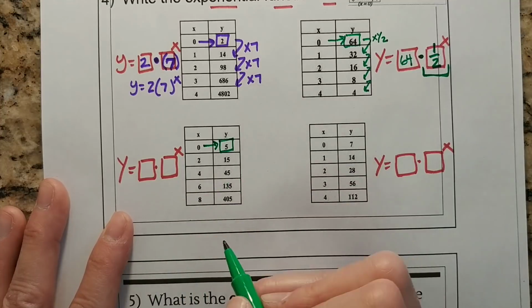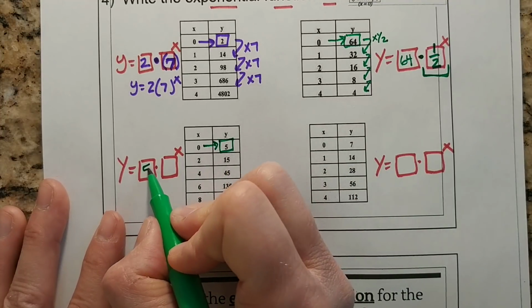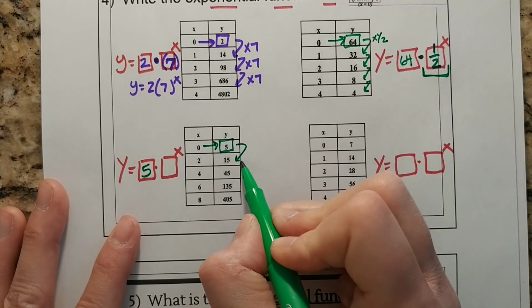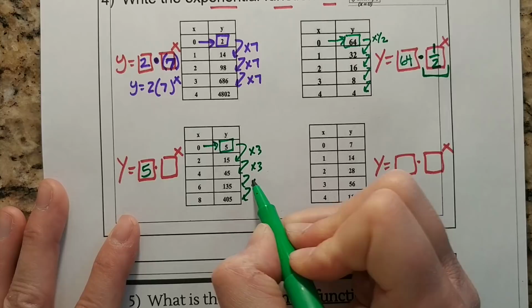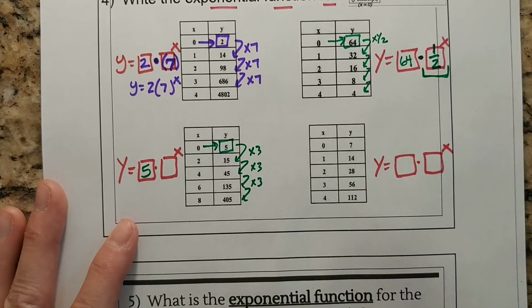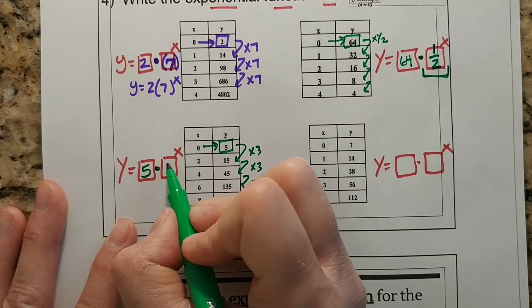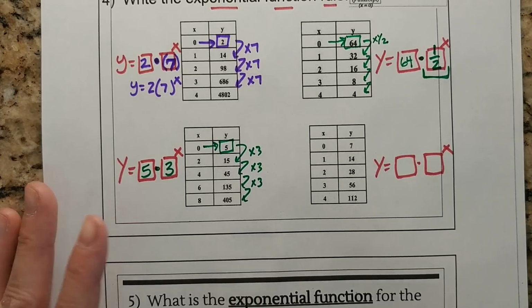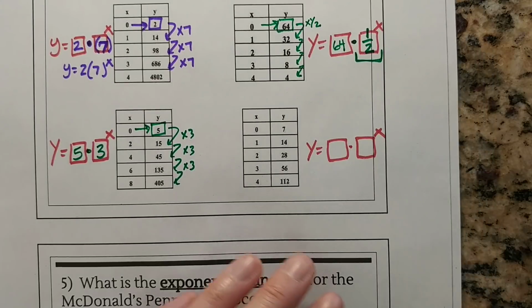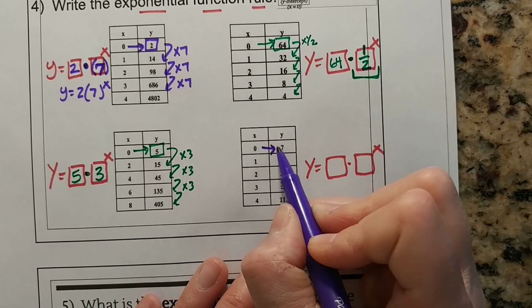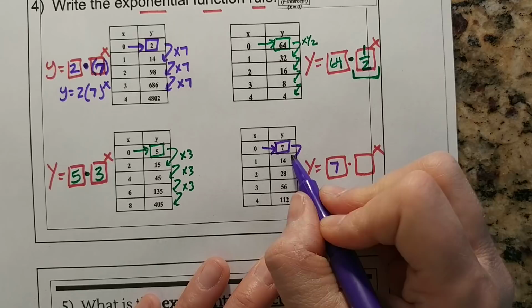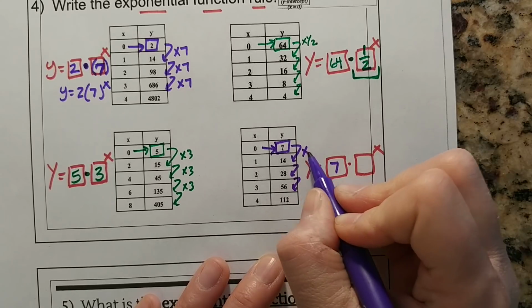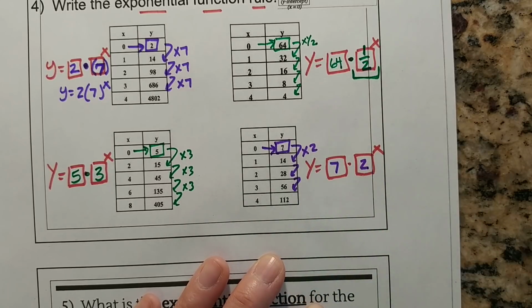Function starts when x is 0, y is 5. Now let's go ahead and take a look at the pattern. Looks like we're multiplying by 3. My constant change is multiplying by 3, so this is multiplied by 3. And the last one, function starts when x is 0 at 7, times 2, times 2, times 2. It's a constant multiplication of 2.